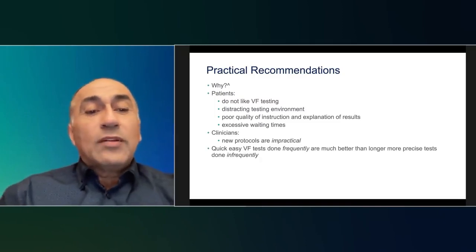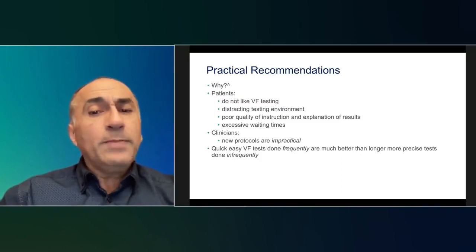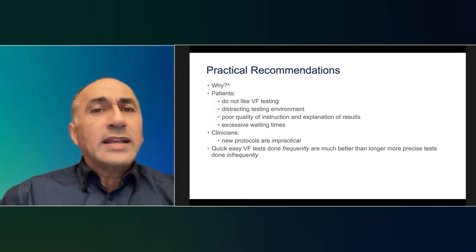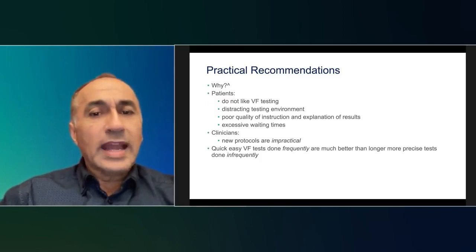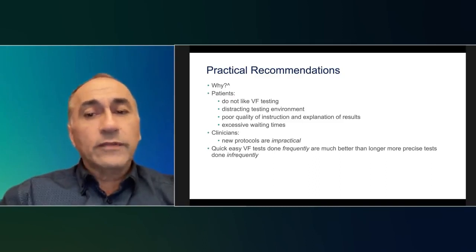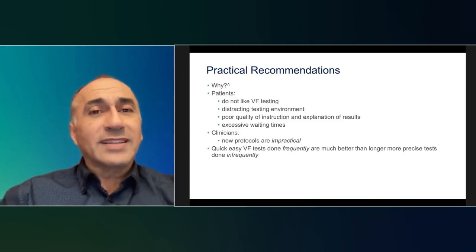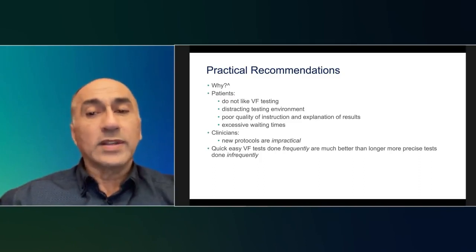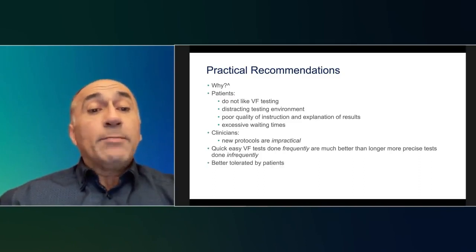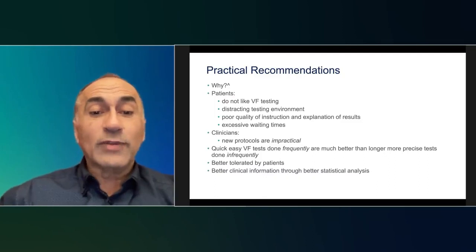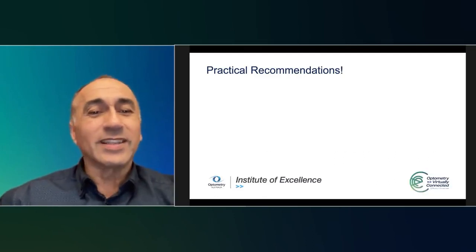So what we know from this, that we need to do quick, easy visual field tests that are done frequently, much better than doing a really precise test infrequently. So you're much better doing a SITA Faster 24-2, for example, and doing it every couple of months initially and then after a couple of years of treatment, rather than doing a full threshold that takes 20 minutes and doing it once a year, which is much more useless, or a SITA Standard doing it once a year. If you do that, the patients like it better and you'll like it better because you'll get better clinical information. You're not going to miss those rapid and catastrophic progressors due to better statistical analysis.